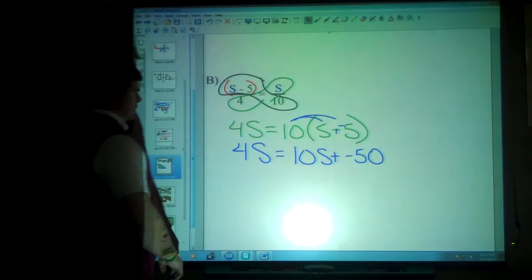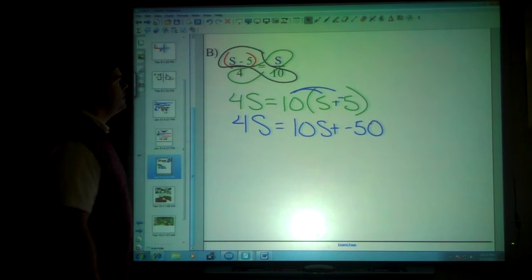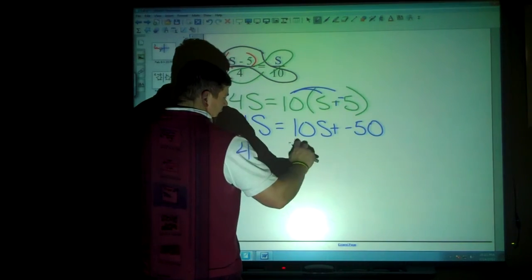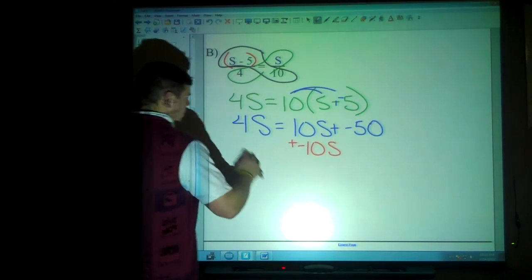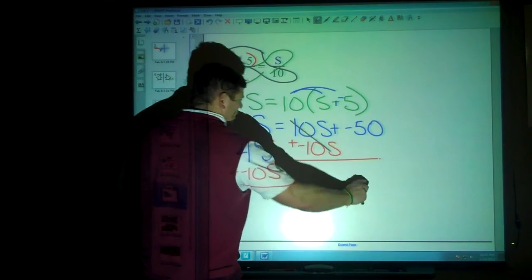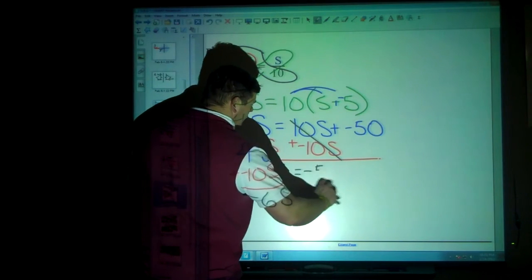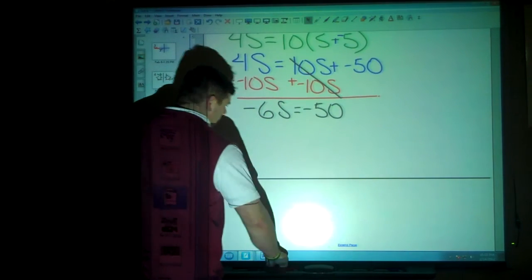And then the shuffling game is on. Probably easiest to get all the s's onto one side. So I would go ahead and subtract or add negative 10s. And then I'm left with negative 6s is equal to negative 50. So I'm one step away.